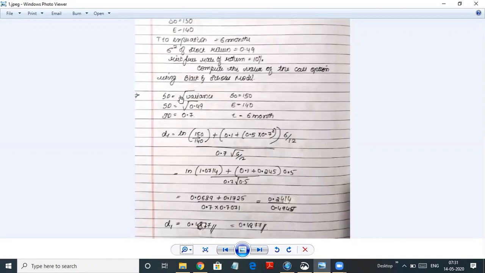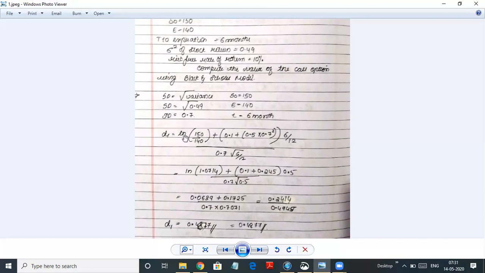So we don't want variance, we need the standard deviation. Standard deviation is the square root of variance. So standard deviation is the square root of 0.49, you get a standard deviation of 0.7. And all other things are as they are. So we'll find the value of D1.